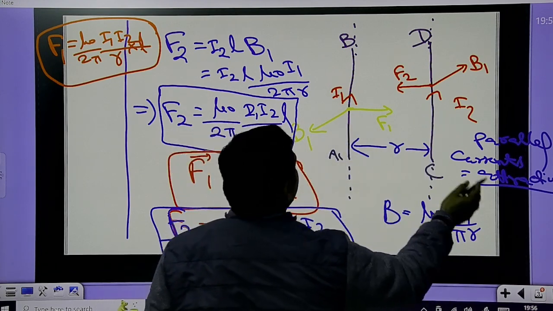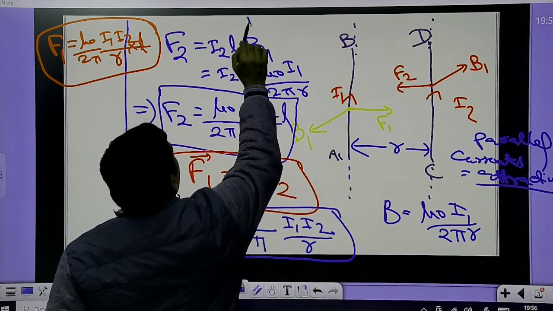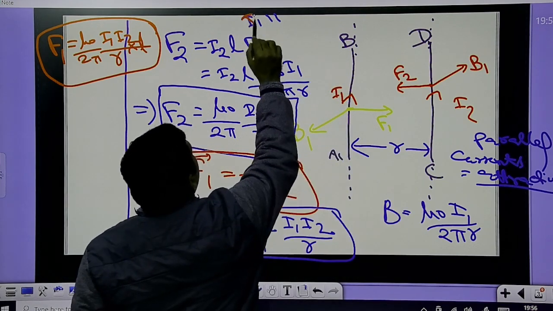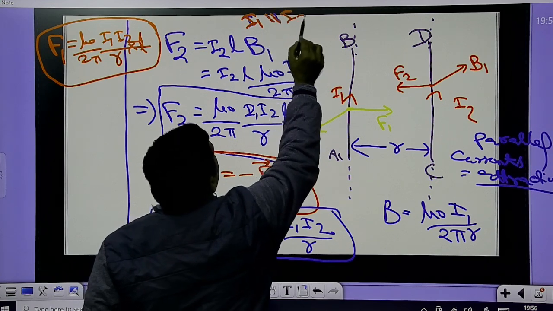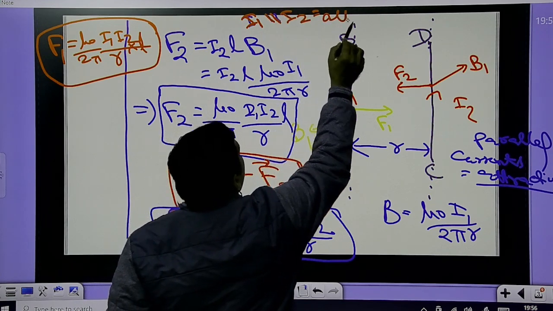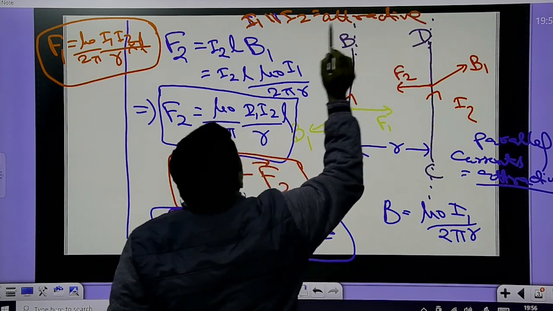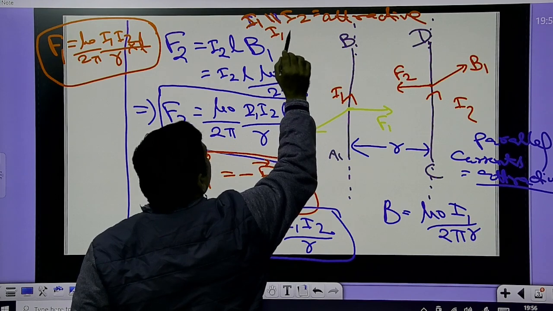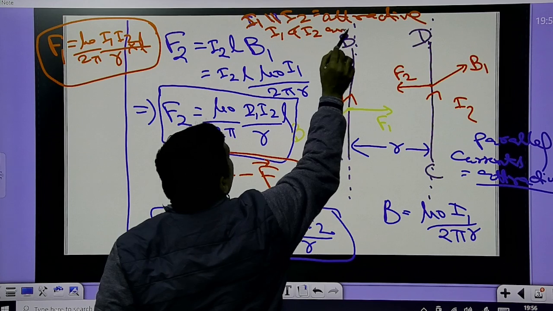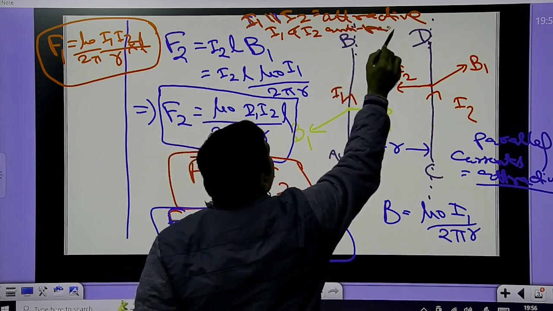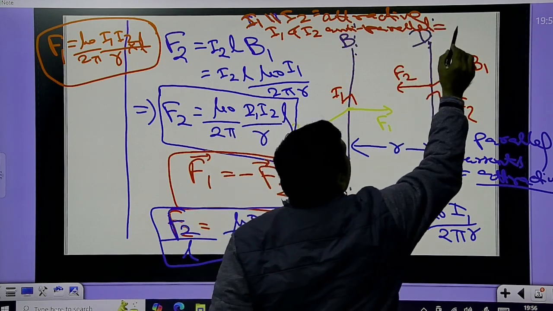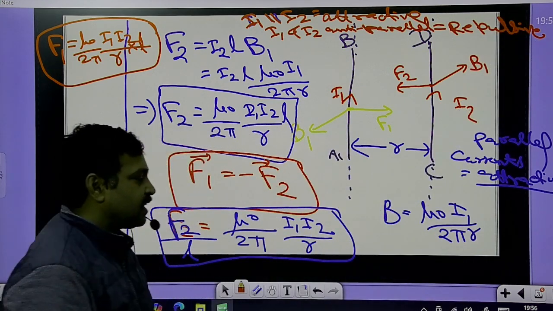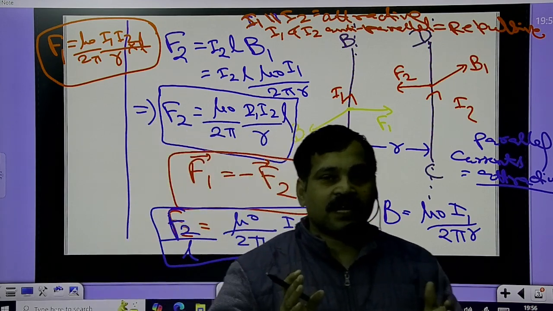Similarly, for anti-parallel currents, suppose if I1 is parallel to I2, then the force will be attractive. And if I1 is anti-parallel, that is the angle between them is opposite, they are anti-parallel, then the nature of the force will be repulsive, right? So these are the important conclusions regarding the force acting between two parallel conductors carrying current.